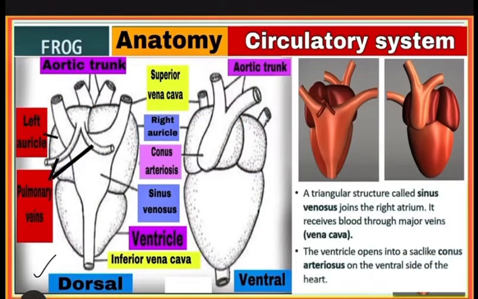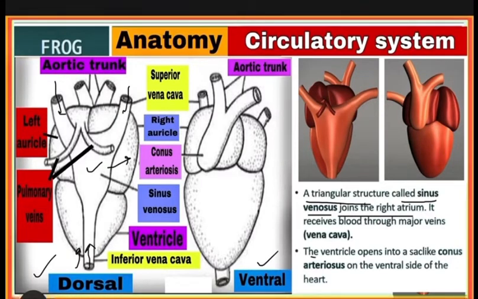See the dorsal part of the heart. It has got a triangular structure called sinus venosus which joins the right atrium. See the structure. This is the triangular structure called sinus venosus and it joins with right auricle. It receives blood from upper part of the body through superior vena cava and from lower part of the body through inferior vena cava.